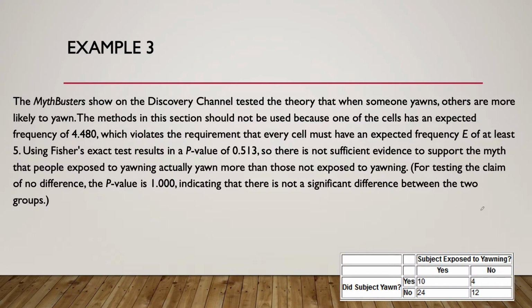So, for example, the Mythbusters show on the Discovery Channel tested the theory that when someone yawns, others are more likely to yawn. Methods in this section should not be used because of the cells having an expected frequency of 4.480, which violates the requirement that every cell must have an expected frequency of at least 5. Using Fisher's exact test results in a p-value of 0.513. So there is not sufficient evidence to support the myth that people exposed to yawning actually yawn more than those not exposed to yawning. For testing the claim of no difference, the p-value is 1, indicating that there is not a significant difference between the two groups.